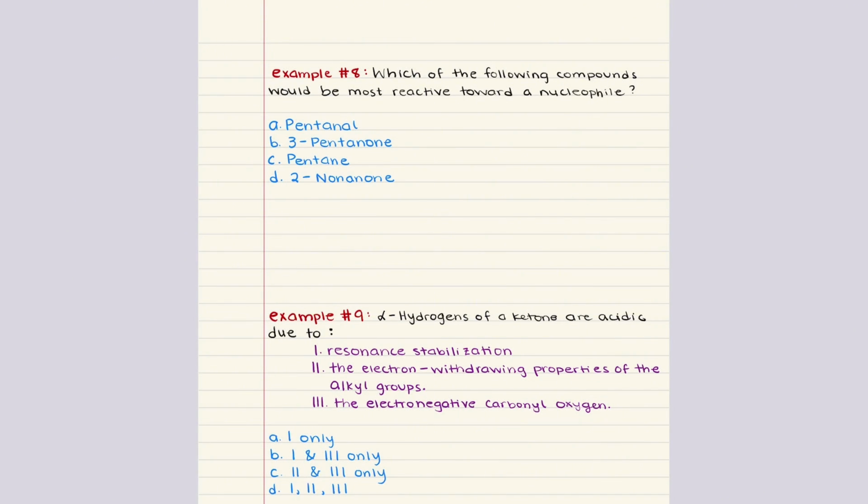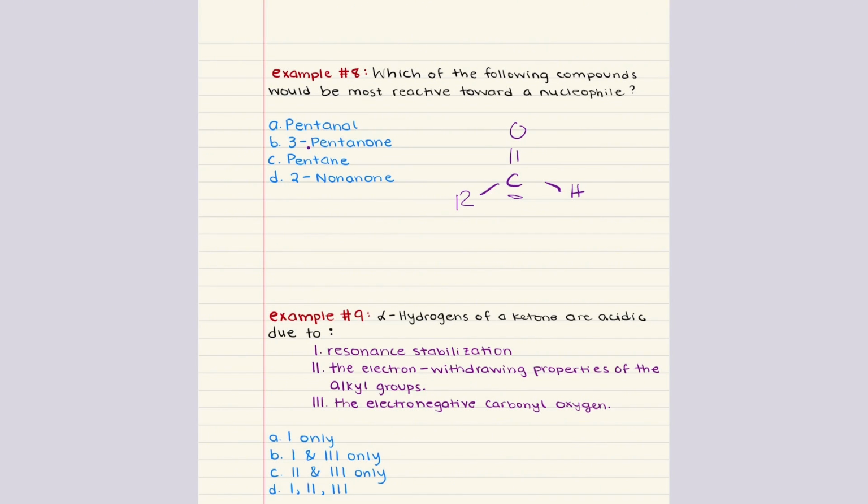A says pentanal. This is an aldehyde. Aldehydes have one hydrogen and one alkyl group attached to the carbonyl carbon. This makes the carbonyl carbon more exposed and more electron deficient, and that makes it highly susceptible to nucleophilic attack.